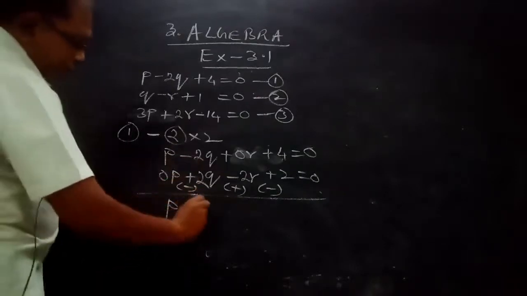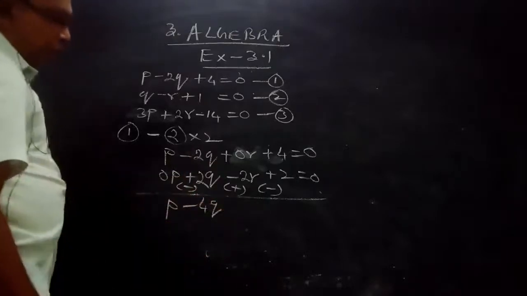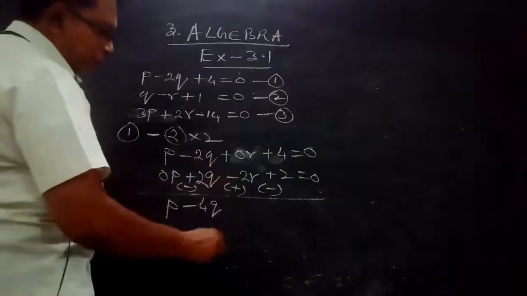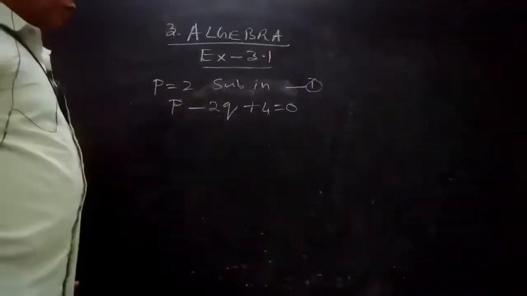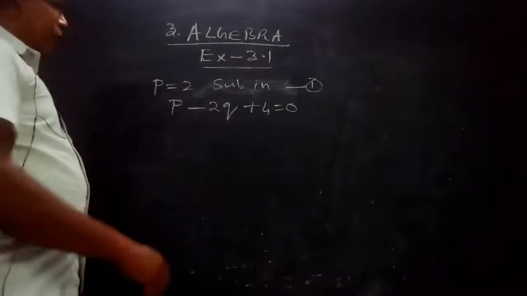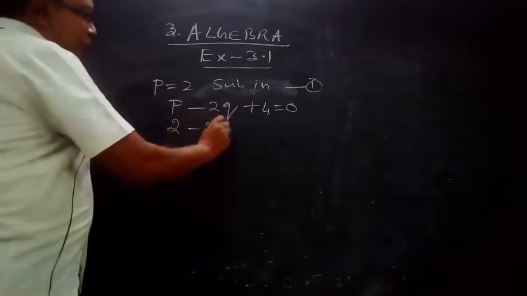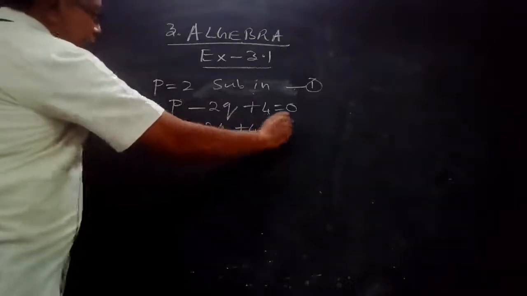2 plus 2, 4, therefore we get the 4q. Next, here is the minus 2r, the minus 2r. See the p equal to 2, substitute in the first equation. Therefore, instead of p, write the 2. Therefore, 2 minus 2q plus 4 equal to 0.